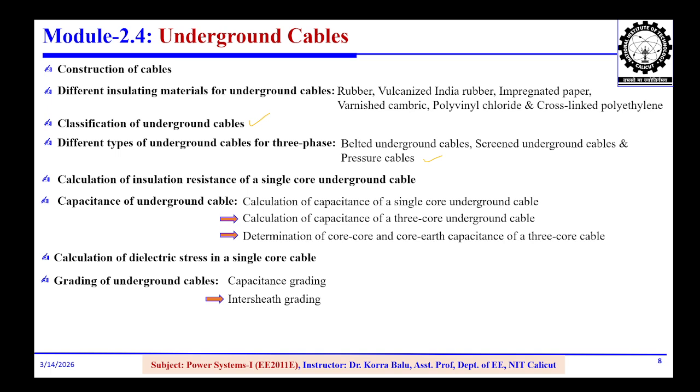Then we will go for the mathematical expression to calculate the insulation resistance of the single core underground cables. Then we will go for the capacitance calculation of the underground cables. There we will consider the 3 cases. First one is the calculation of the capacitance of the single core underground cable. Then we will see the 3 core underground cables. Then we will calculate the different capacitances between the core to core and the core to earth of a three-phase underground cable.